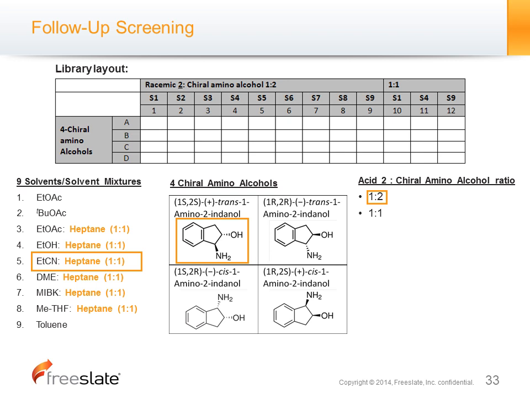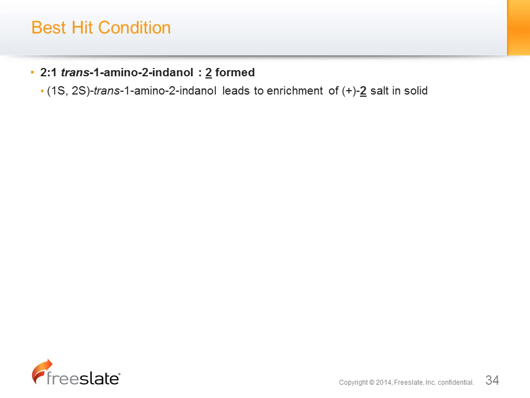So the hit we gain is propionitrile in heptane, 1-to-1 ratio, and the amount of alcohol needed is 2-to-1. So like what I said here, a 2-to-1 ratio of this amino indanol is needed, and this particular chiral 1S,2S amino indanol will lead to this +2 salt being non-soluble, which is what we want. The desired one to be non-soluble.